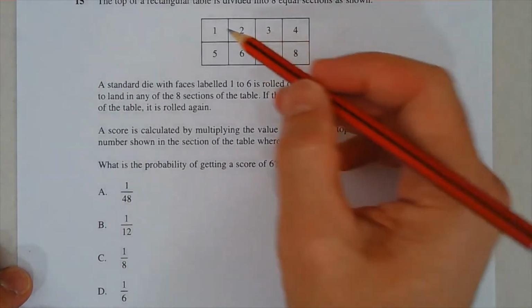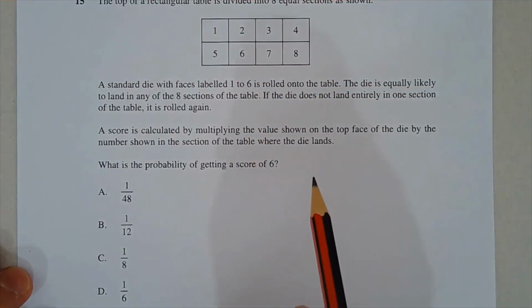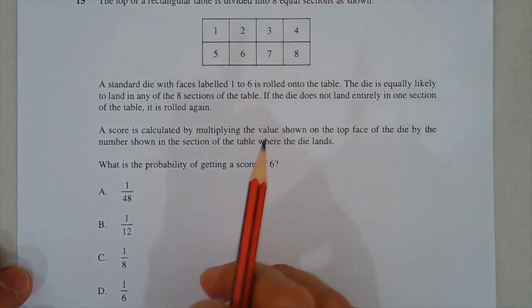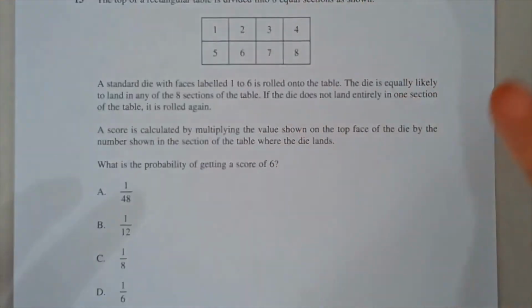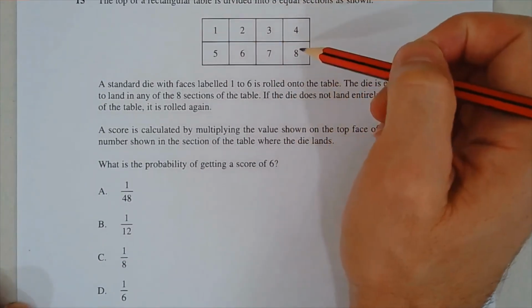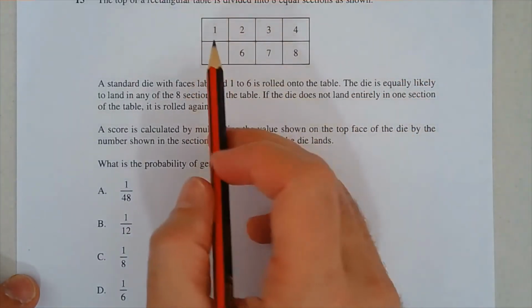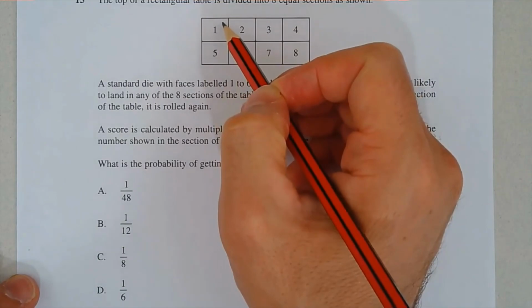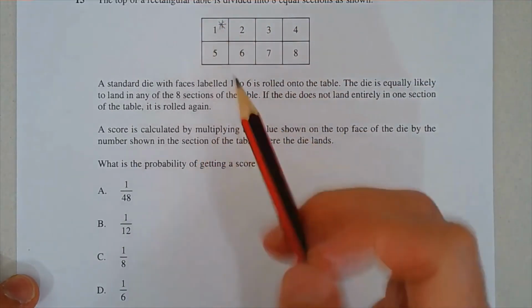So first of all, we have a 1 on 8 chance that the die will land in any of these 8 squares. So which of the squares are we interested in? We want a score of 6. So whatever number's on the top of the die, multiply it by the number on the square that it lands, that's the score. So if we want a score of 6, we need the die to land either here. So we need to roll a 6 here.